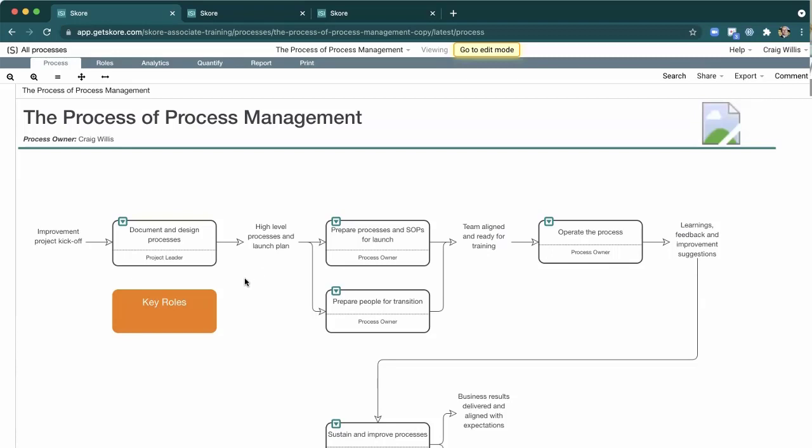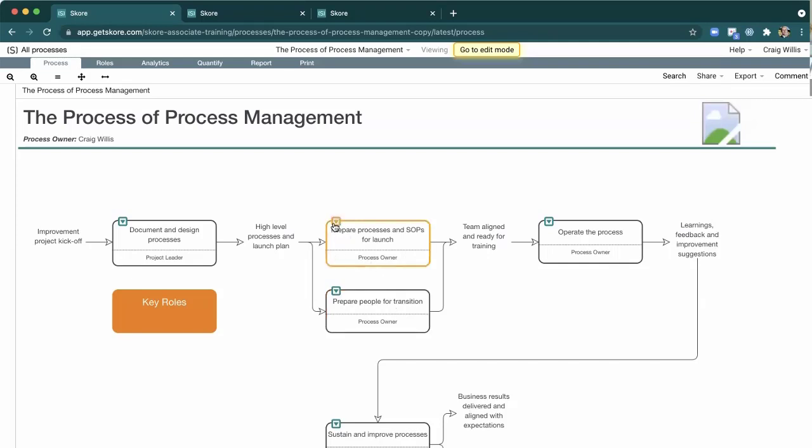Because as I'm sure you'll all know, even if you only set out to document the as-is process, how it is today, you will invariably find improvements and changes that are required to the process. And so there will be a change in the way that people work once you launch that process. And so these two boxes really talk about the sorts of things you need to consider when you're doing that.